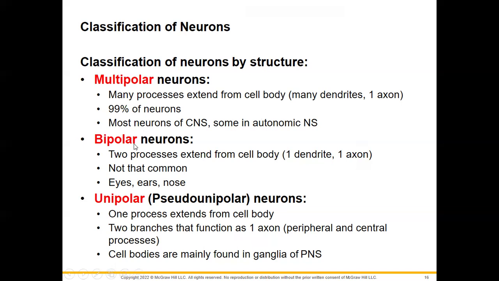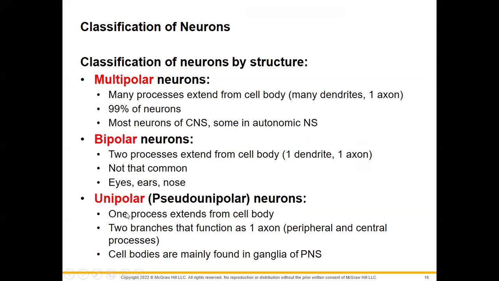Then you have bipolar neurons. Remember, bi means two, so that's two processes. So bipolar neurons have two processes coming from the cell body, one dendrite, one axon. Bipolar neurons are not very common. You'll find them in the eyes, the ears, and the nose, pretty much exclusively in those three places. Bipolar neuron. And then your unipolar neuron or pseudo-unipolar neuron, these are interchangeable.